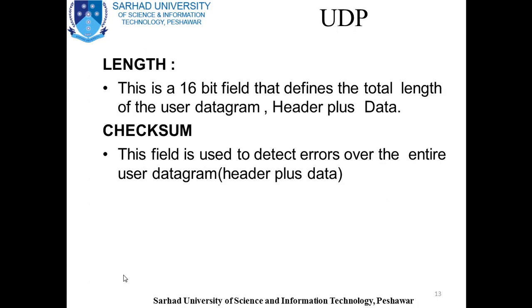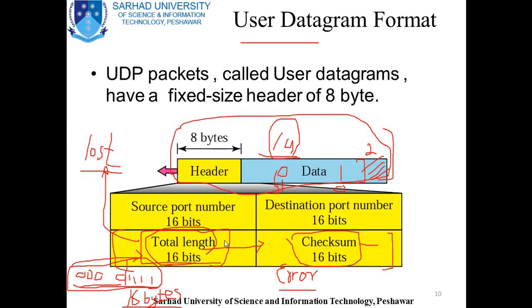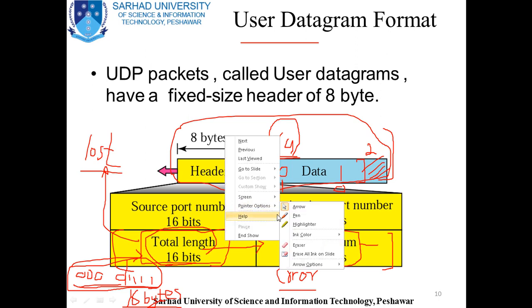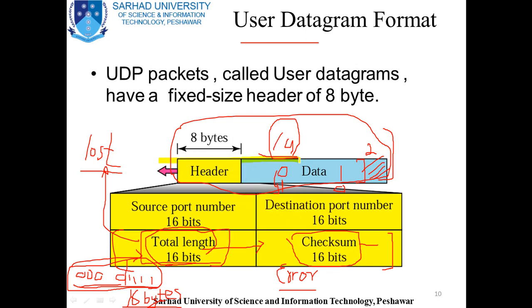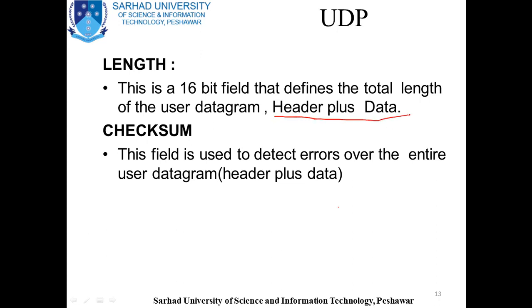So coming towards the length of the UDP, it is basically 16-bit long. I have told you already that this header and this is your complete user datagram, which includes data and header. It is mentioned that it includes data plus header, or header plus data. So by combining header and data, you receive a user datagram.